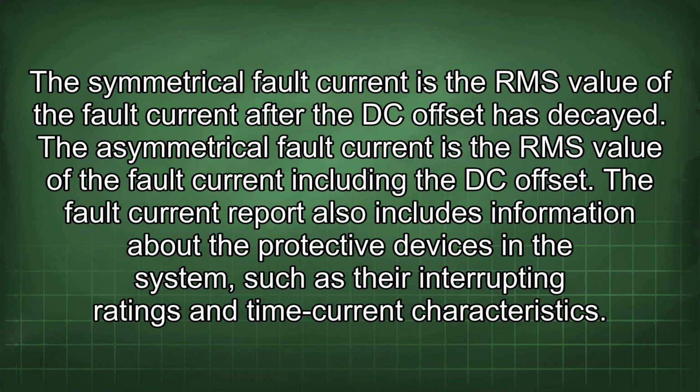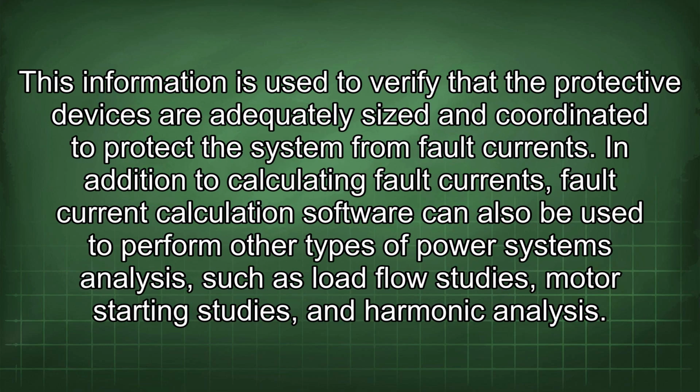The fault current report also includes information about the protective devices in the system, such as their interrupting ratings and time current characteristics. This information is used to verify that the protective devices are adequately sized and coordinated to protect the system from fault currents.